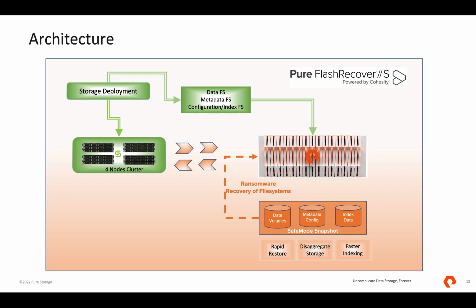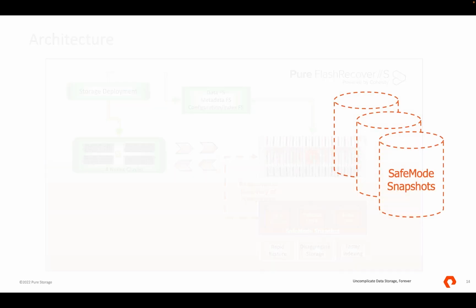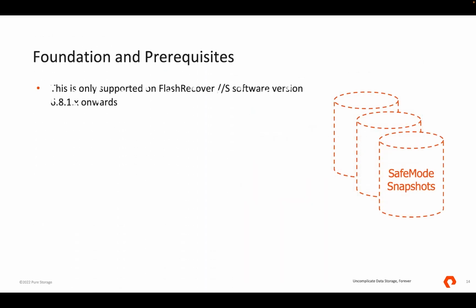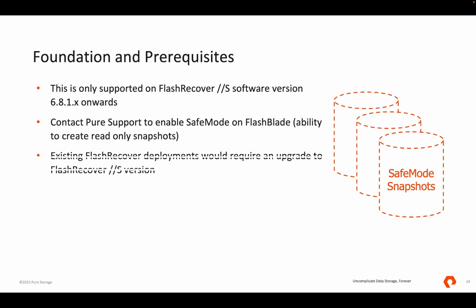Once the migration is complete, you can perform the SafeMode snapshots on demand. Eventually, a 4-node FlashRecover cluster will create a total of 36 FlashRecover file systems on the FlashBlade. For detailed information on this integration, please refer to the white paper on ransomware protection with FlashRecover S. To successfully implement this solution, you need to install or upgrade the FlashRecover cluster with FlashRecover S software version to gain access to the snapshot feature.